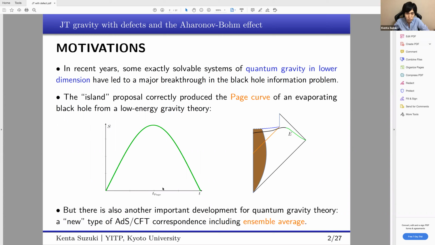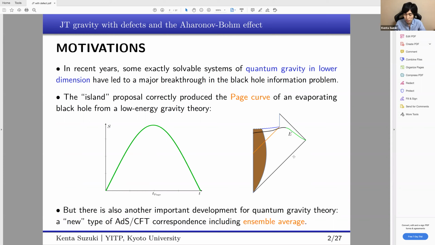Of course, if you use something like holography, like AdS/CFT, the boundary CFT, you get this type of curve for an evaporating black hole. However, it was very challenging to get this curve from a purely gravitational point of view. So this was achieved by the island proposal.